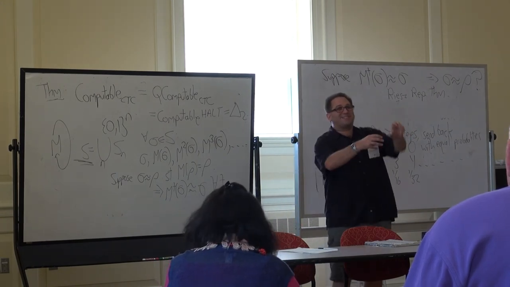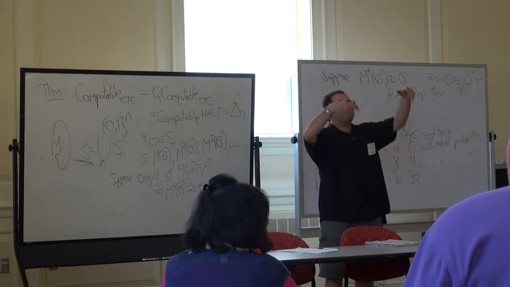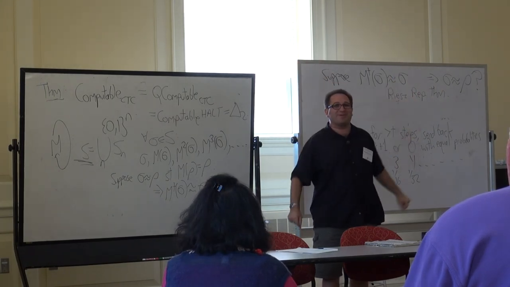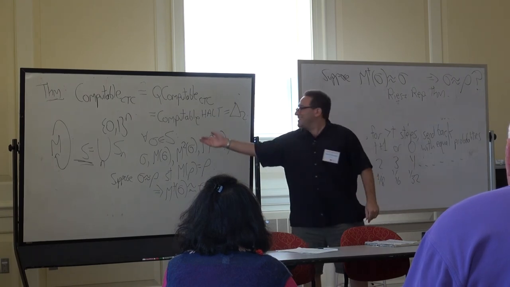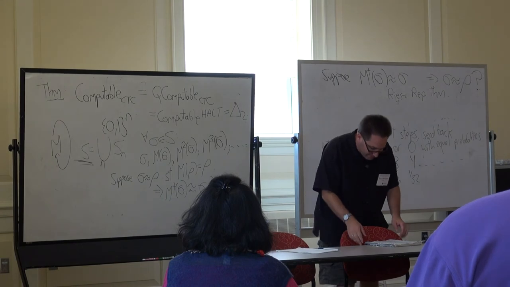And then those CTCs could have smaller CTCs inside of them and so forth. In that model, you could get all the way up through the arithmetical hierarchy. Here, as our theorem showed, you stop at the halting problem.